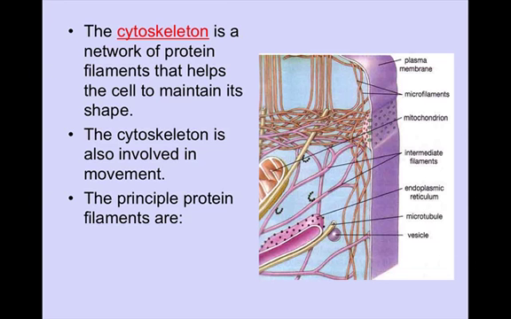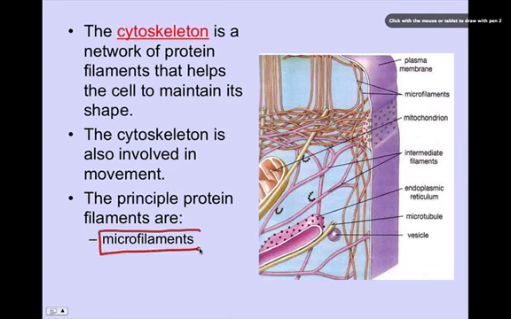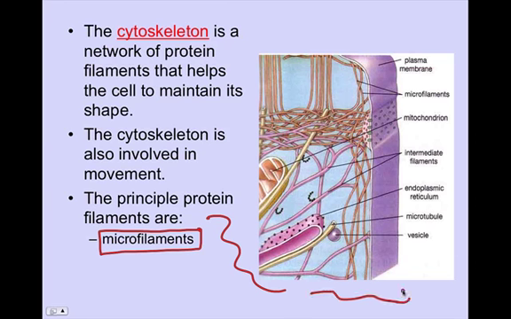The principal protein filaments are going to be microfilaments, where you all got mad at me on the last quiz, but microfilaments are just, as it is, squiggly little lines. That's all they are. And the other ones are going to be microtubules.